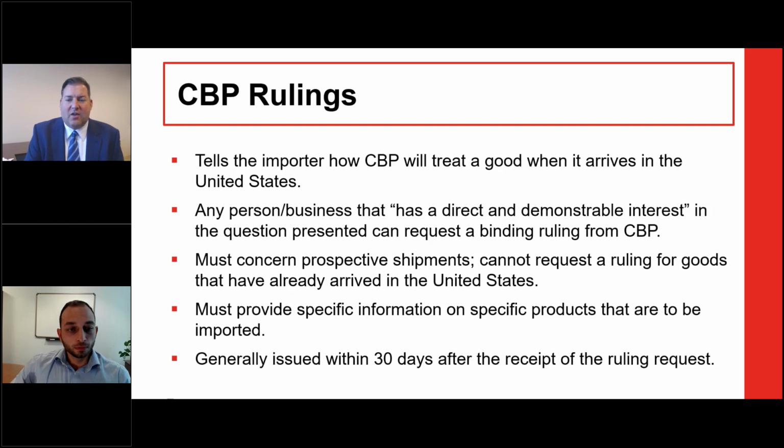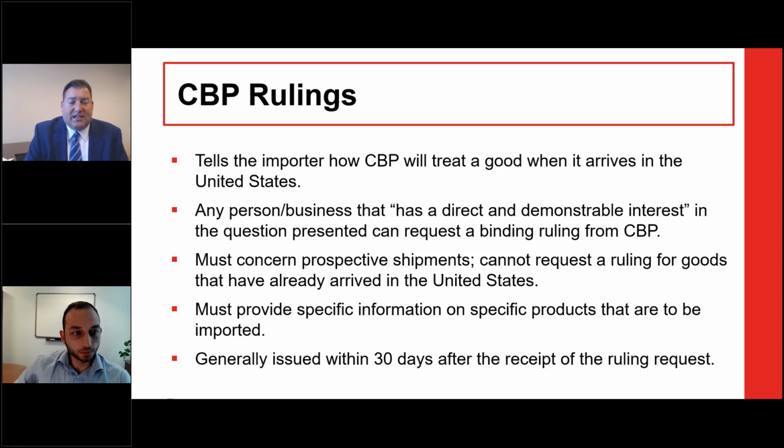You can see on the slide, you have to have a direct and demonstrable interest in the question presented. It's very common for customs brokers and law firms to file on behalf of their specific client, but it is the client that is ultimately receiving the ruling. It is certainly prospective, so you can't say, I brought this in, tell me what I should have done. Now that can maybe happen in practice a little bit, but in reality, you should be doing this before. That's why in most places they're called advanced rulings, and doing it in advance.